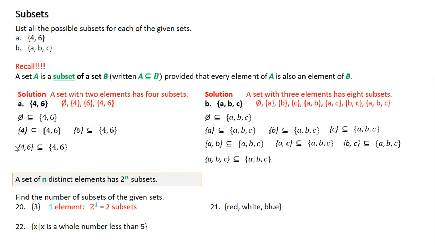How about 21? How many elements do we have there? We have 3, right? We have red, white, and blue. So 2 to the third power is 8. 2 times 2 is 4, 4 times 2 is 8. So we have 8 subsets.